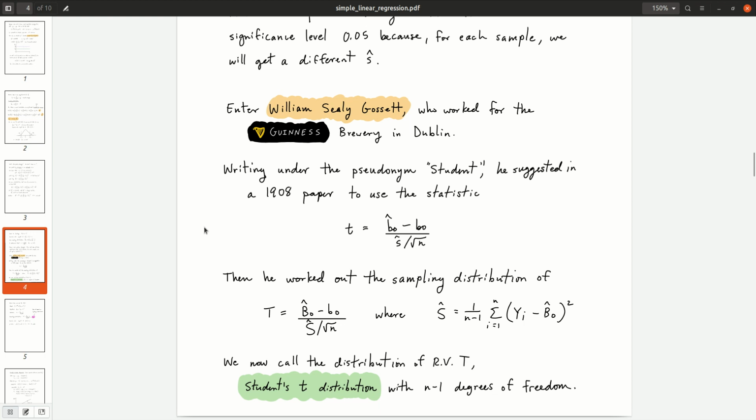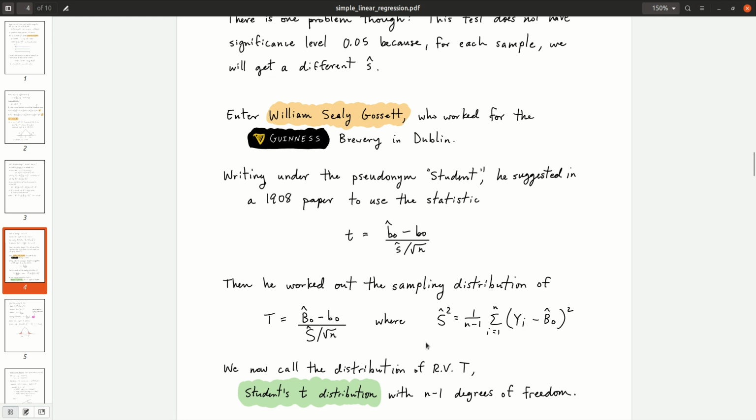So this is kind of an interesting technical mathematical advance that he's incorporating the estimate of the standard deviation into the statistic. And it turns out that you get a different distribution than a normal. All right, so I fixed this typo here. This should be s hat squared. And then to get s hat, all you do is take the square root of all this.